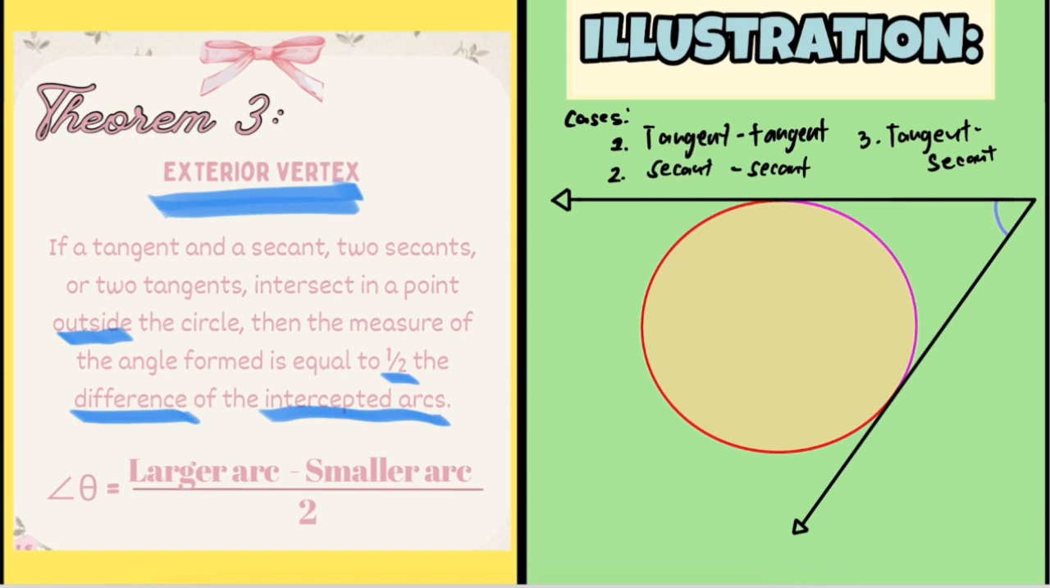So if you can see the illustration on the right, I have differentiated colors already. So basically, the 2 arcs we're talking about are the red arc and the purple arc here. So basically, there are 2 arcs that will be subtracted.